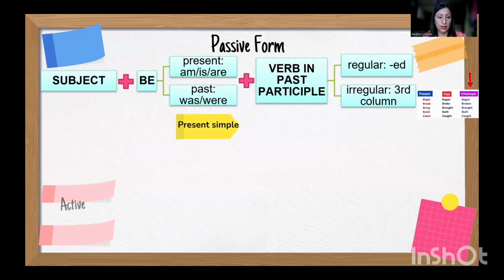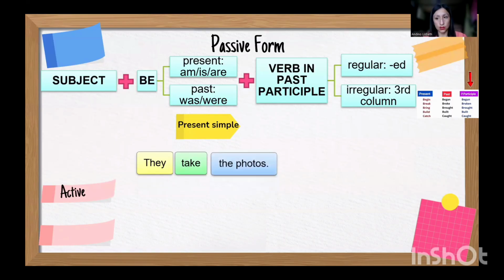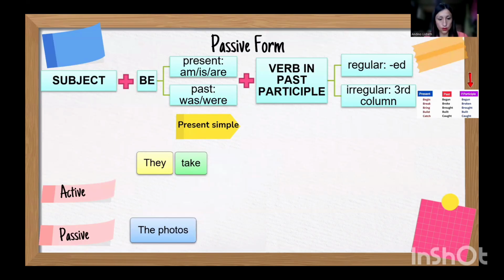Present simple. The active voice is they take the photos. And the passive is the photos are taken, because you need to write the to be verb plus the verb in past participle. So the past participle of the verb take is taken. So you have that sentence in the passive voice.